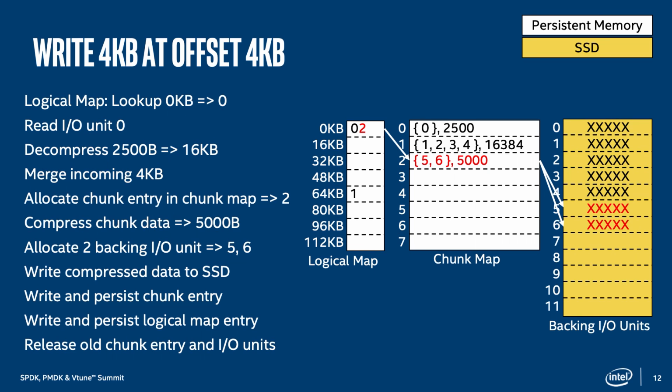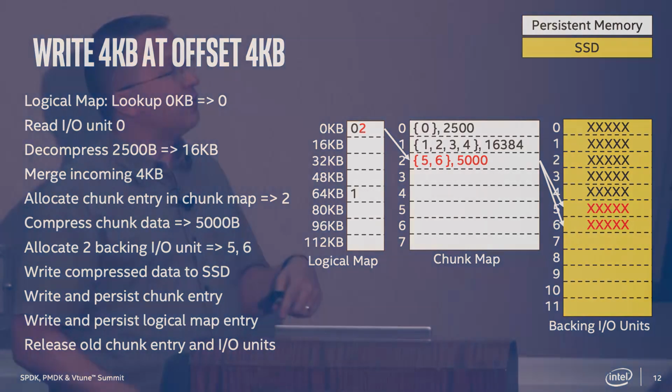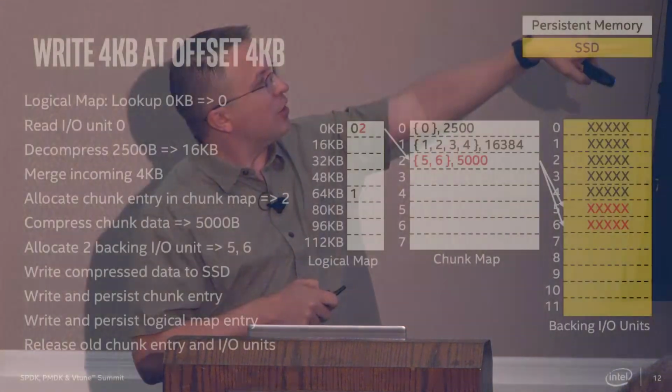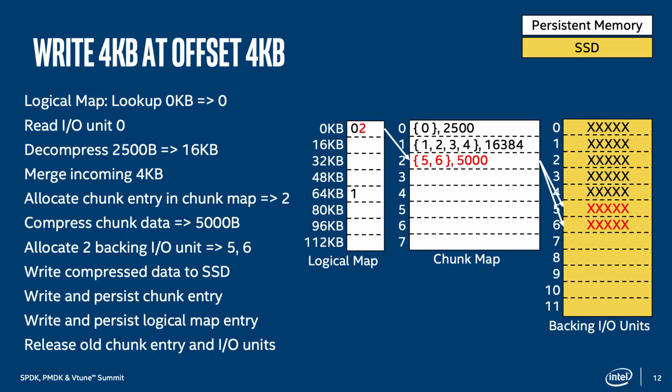Now we do the same process as for the normal write operations. The key part here is that we allocate a new chunk map, right? We don't modify this one at all, so we allocate a new one. Let's say we compress this data down to 5,000 bytes. That means we need 2 of the backing I/O units, since you round this up to 8K. We write the compressed data to the SSD. Now we write and persist the chunk entry, so the data is persistent here. And now we can overwrite that entry in the logical map.